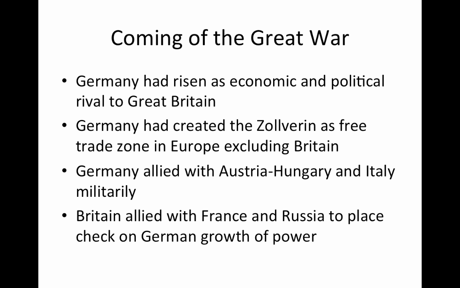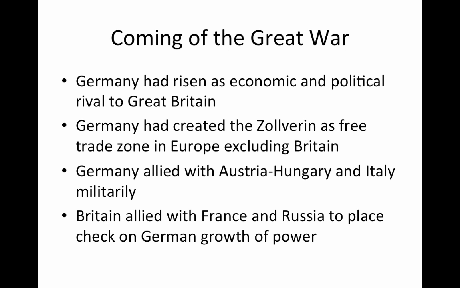Germany had risen as an economic and political rival to Great Britain. This happened in the late 1800s when Germany created the Zollverein. The Zollverein was a free trade zone in Europe that intentionally excluded Great Britain. The reason why Germany did this was that Great Britain had started with the Industrial Revolution.